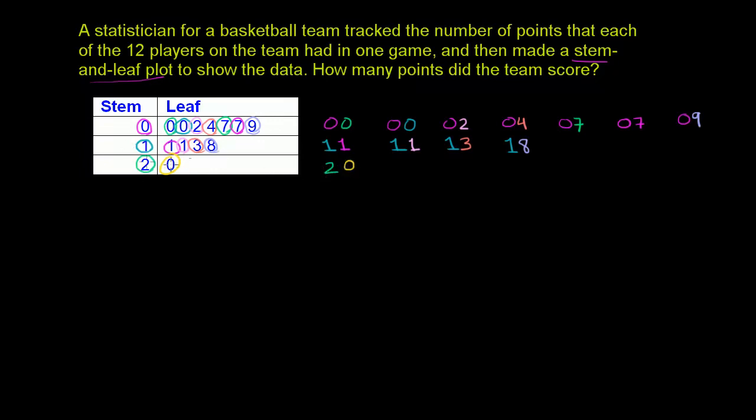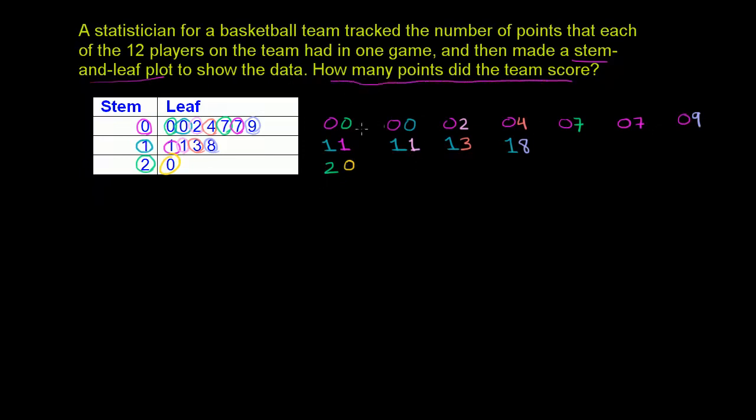So looking at the stem and leaf plot, we were able to extract all of the number of points that all of the players scored. And once again, what was useful about this is you see how many players scored between 0 and 9 points, including 9 points, how many scored between 10 and 19 points, and then how many scored 20 points or over. And you see the distribution right over here. But let's actually answer the question that they're asking us to answer. How many points did the team score?